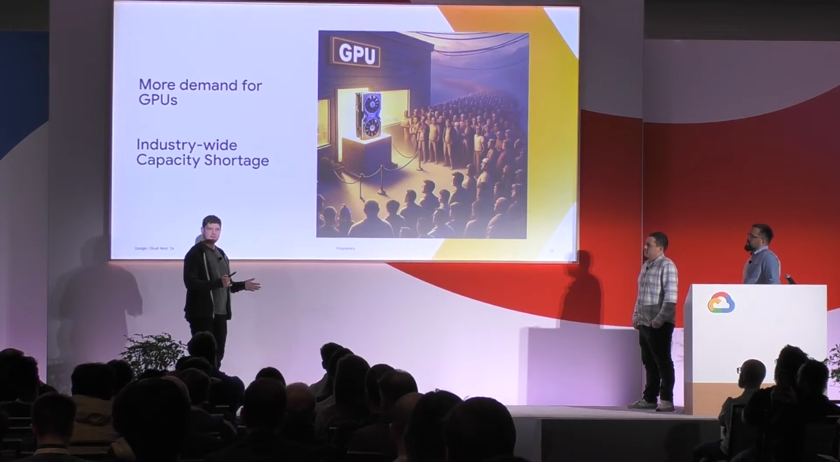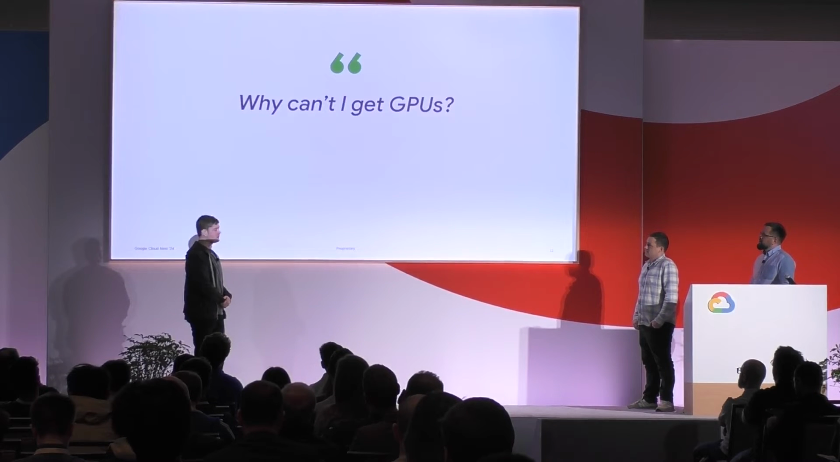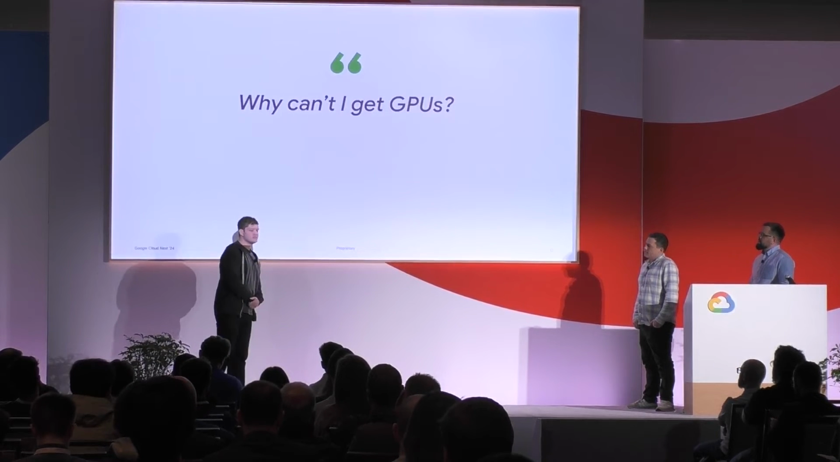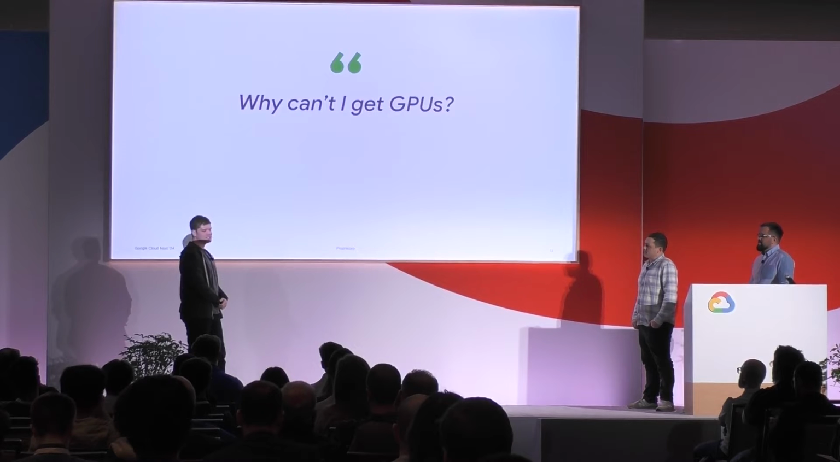And so platform teams are in a real bind, right? You're trying to satisfy user demand at a reasonable cost, or sometimes at all, and you're doing that in a highly constrained environment. So naturally, we face questions from users like, well, why can't I get GPUs?